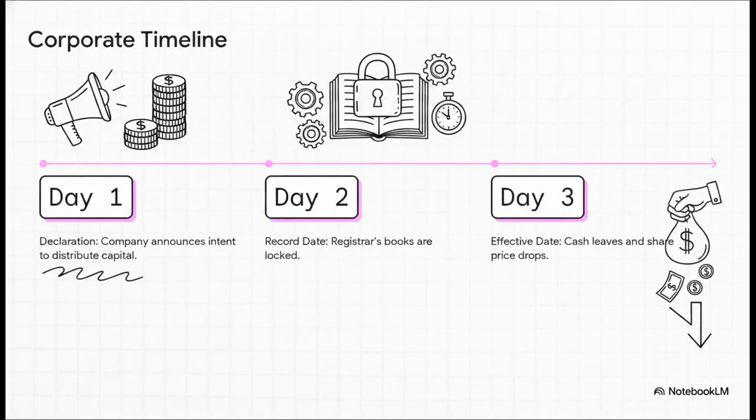To trace the actual journey of the corporate dollar, we have to look at the timeline. It all starts with day one, the declaration, which is just where the company announces their intent to distribute the capital. Then comes day two, the critical record date. On this day, the registrar's books are locked down tight. Basically, if you are on the books as a shareholder on the record date, you're getting paid. And finally, we hit day three, the effective date. This is when the cash actually leaves the company and the share price adjusts.